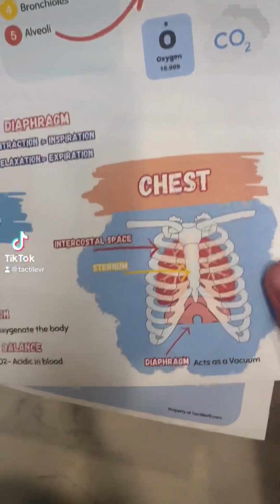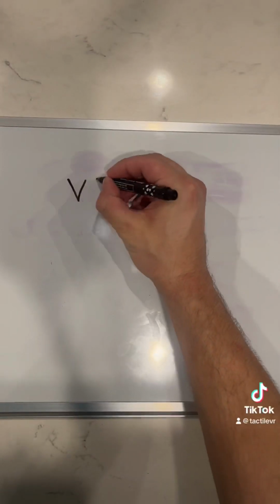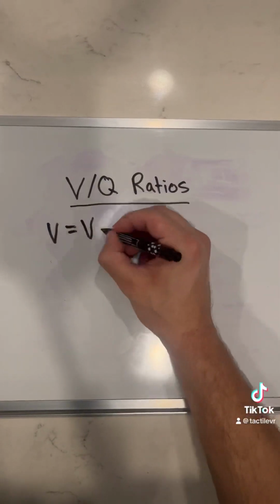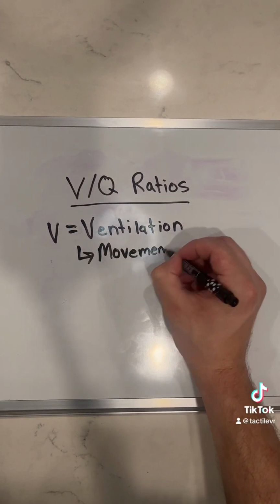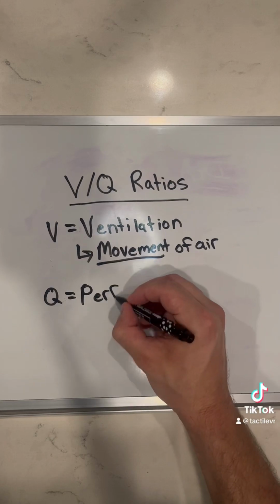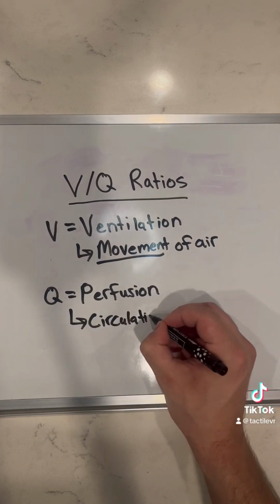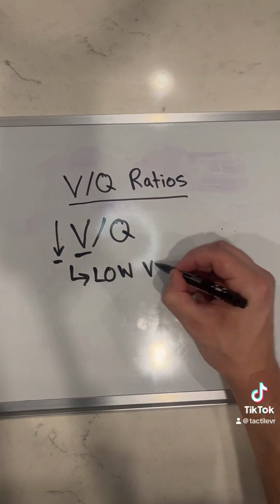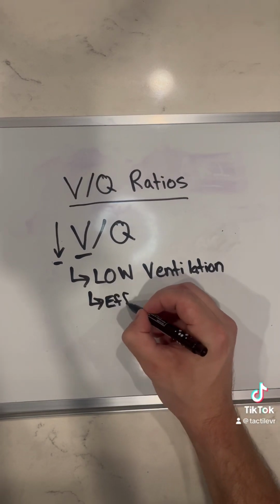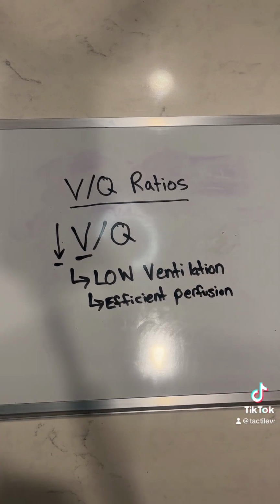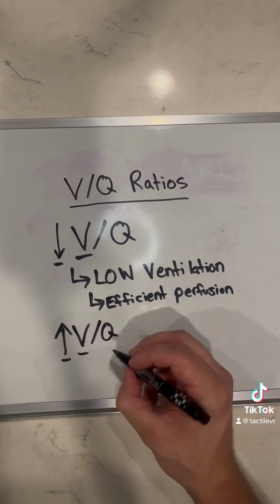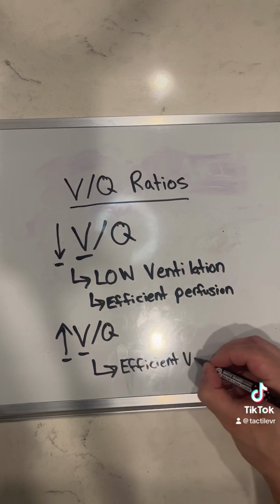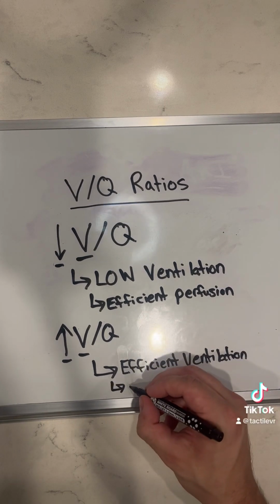One common nursing school concept for the pulmonary system may be VQ ratios. V means ventilation, which is the actual movement of the air. Q is perfusion, which is the actual circulation of blood and oxygen to the lungs. So a low VQ means we have low ventilation and sufficient perfusion. And a high VQ means the ventilation is good, but we have low perfusion.